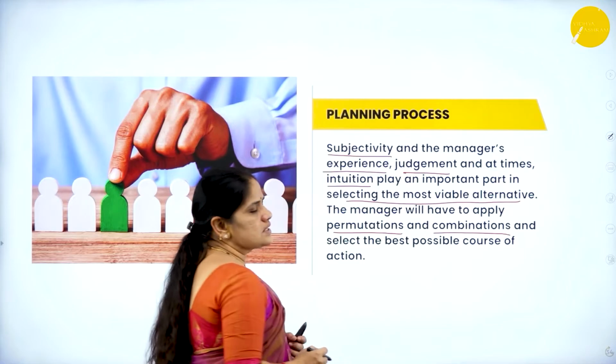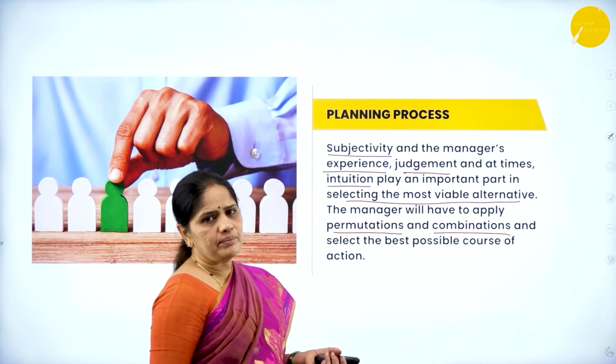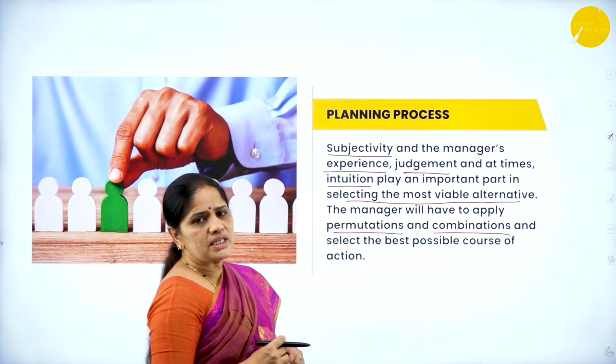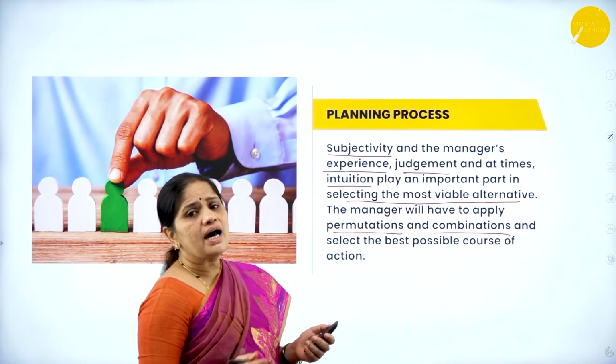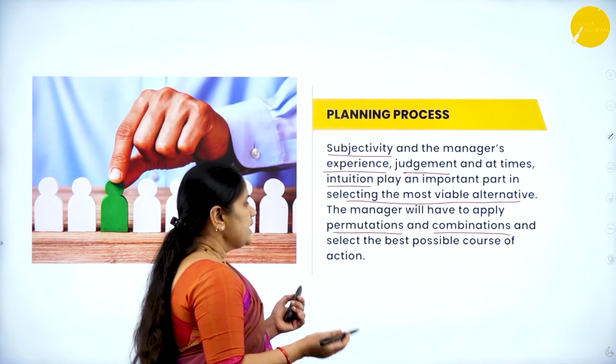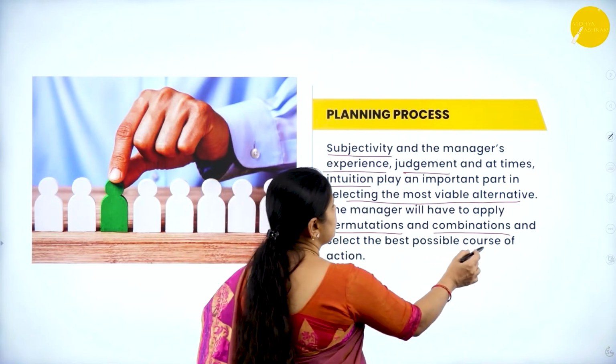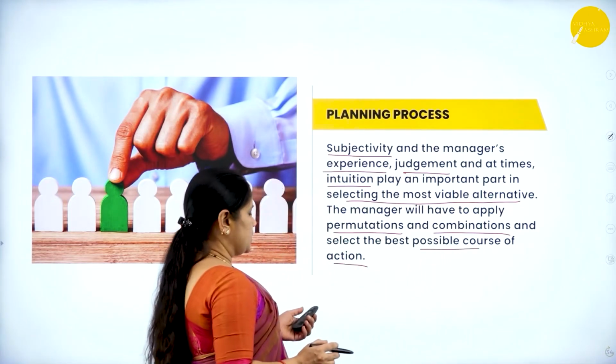Then the manager has to apply permutation and combination. We all know what is a permutation, what is a combination. Permutation is selection of various alternatives, combination is arrangement of them. So we have to select the best possible course of action.